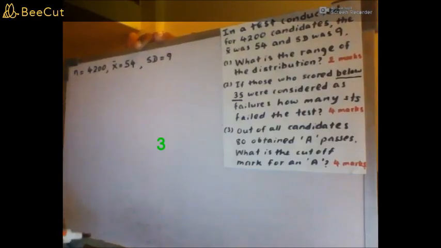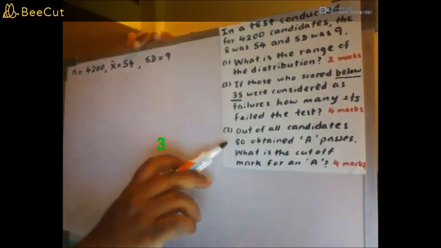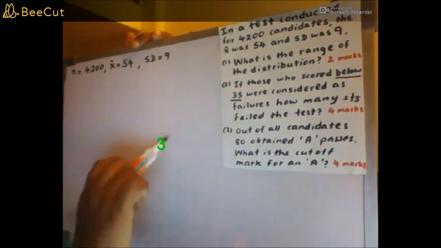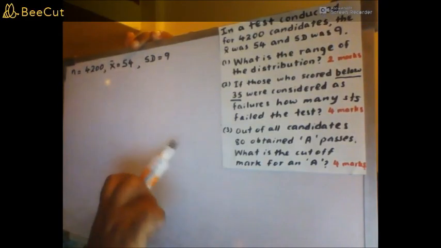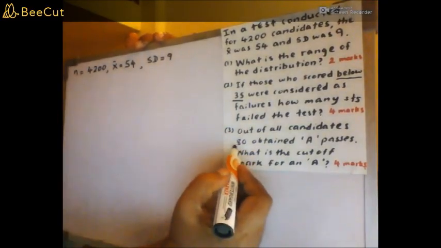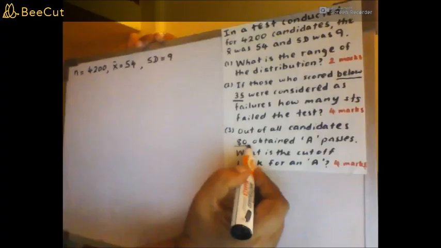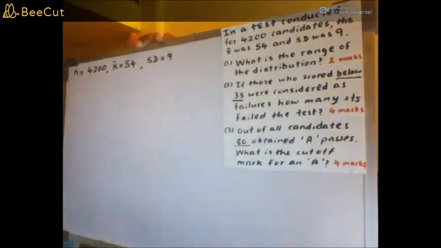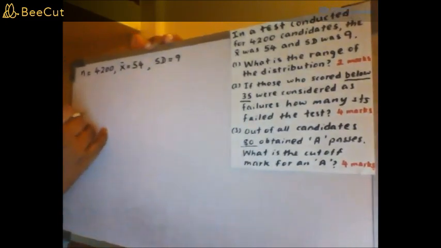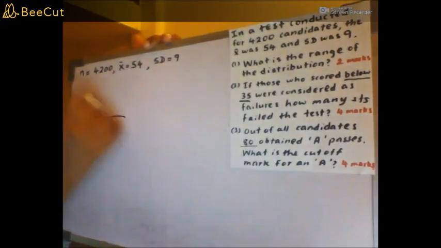Now we'll do the third part. Out of all candidates, 80 obtained A passes. What is the cutoff mark for an A? What is given? 80 candidates, right? Number of students is given. So you will have to find the cutoff. Number of students is given. We'll draw the curve.